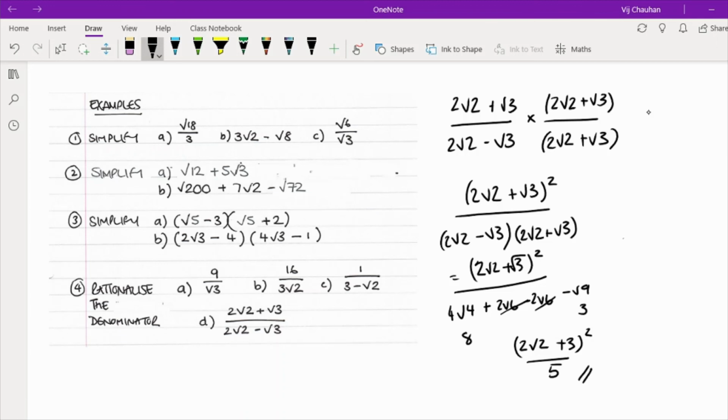So there we have correctly rationalised the denominator, and we can then go from there. And that is surds in all its entirety.